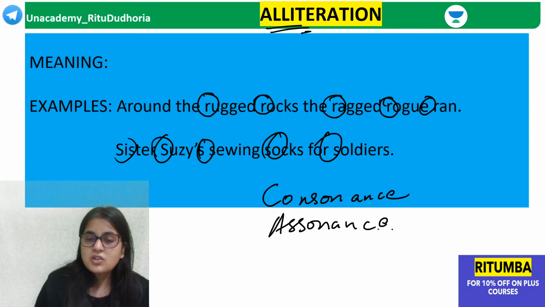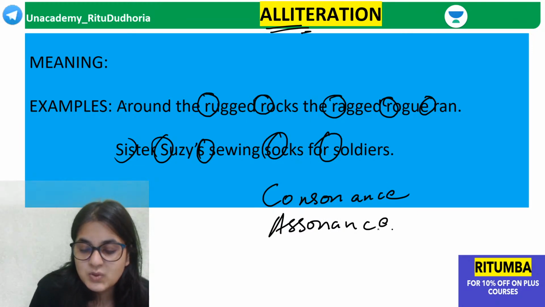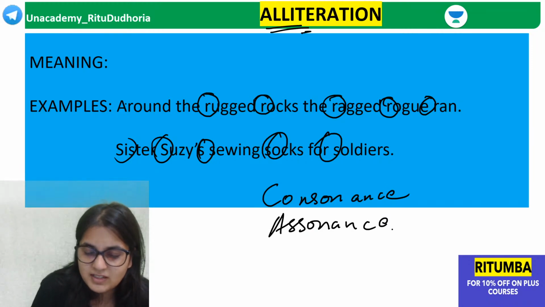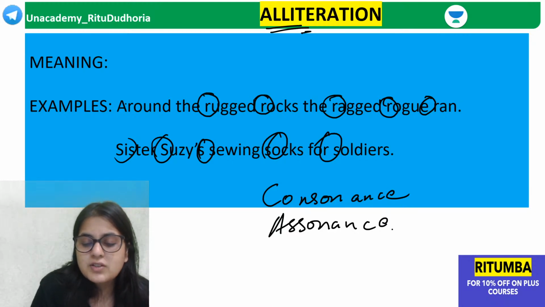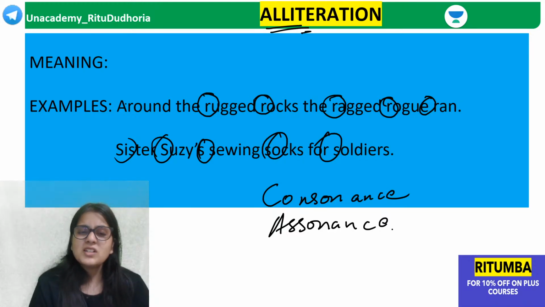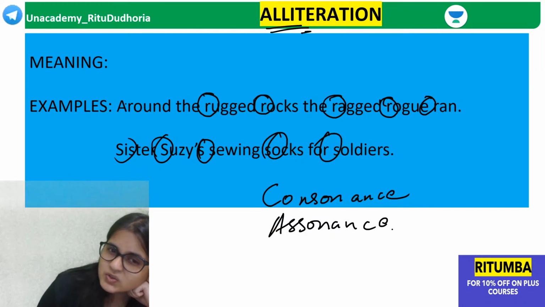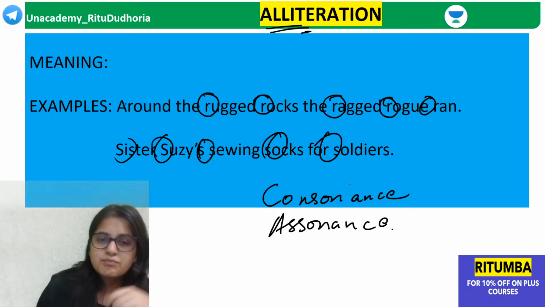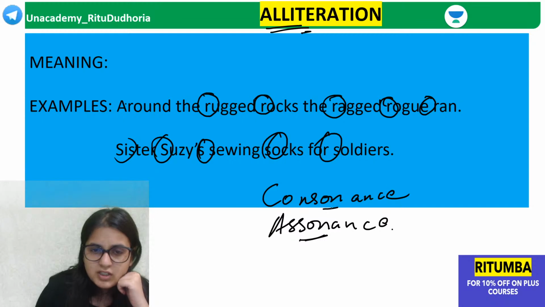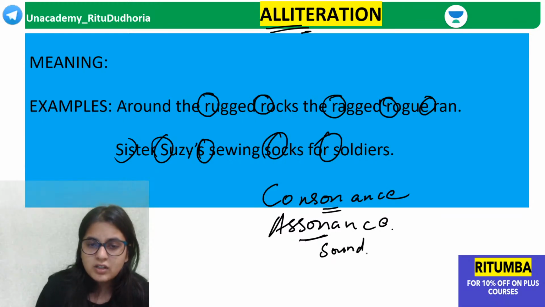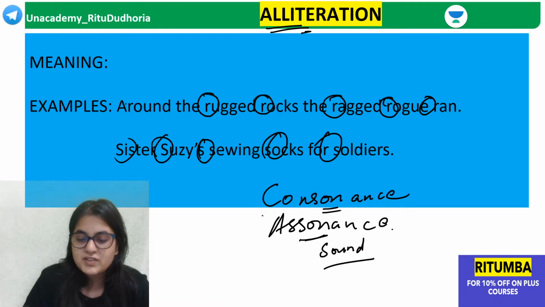Can someone tell me what is consonance and what is assonance? Correct, Sachin. Okay, repetition of a certain letter or repetition of a certain sound is basically called alliteration. So then what is the difference between consonance and assonance? Look at this: both have the root word son in it. So son means sound. So consonance is a repetition of which sound and assonance is a repetition of which sound? Come on everyone, tell me the difference.